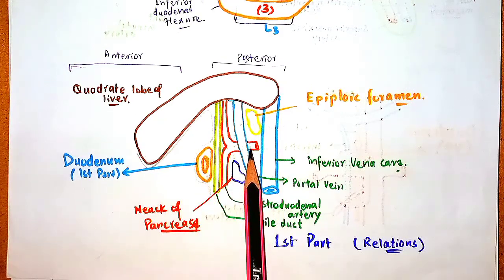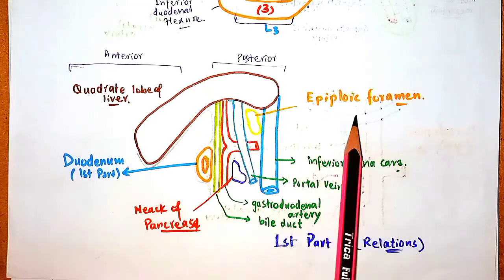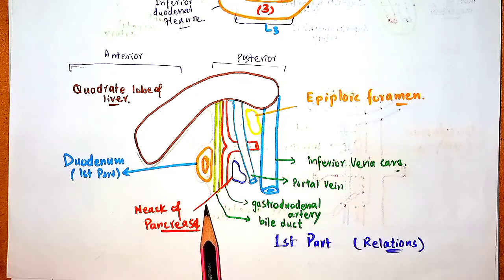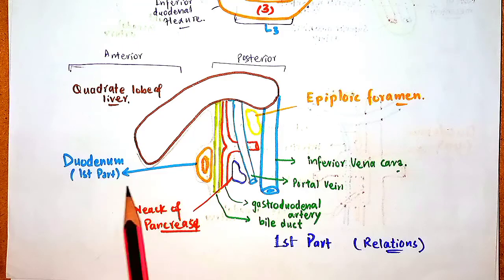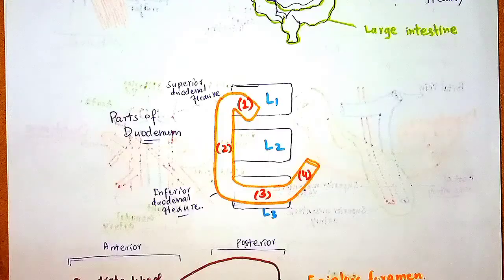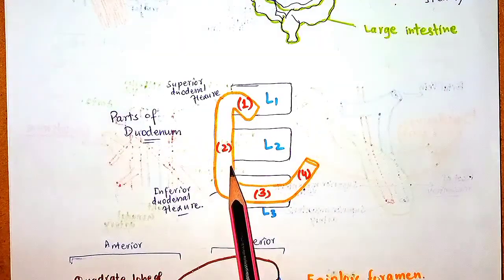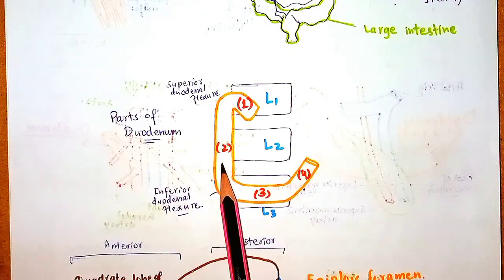On the superior aspect, there is the entrance into the lesser sac, that is the epiploic foramen. Inferiorly, the head of the pancreas makes the inferior relation of the first part of the duodenum. Second part of the duodenum. Second part, which may be called the descending part.